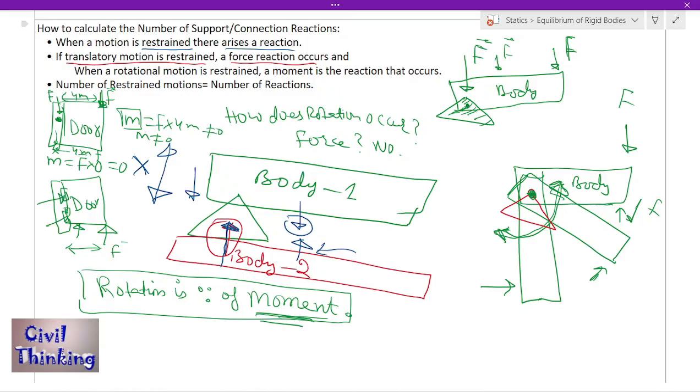Now let us say there is a pin and you apply a force F here. Of course the body will rotate like this. Why will it move like this? Because there is a pin at this point. This is the direction of movement. This is force and the movement is like this. Now if you want to stop this rotation, what will you do? You are going to exert opposite movement, right? So the net movement is 0, right?